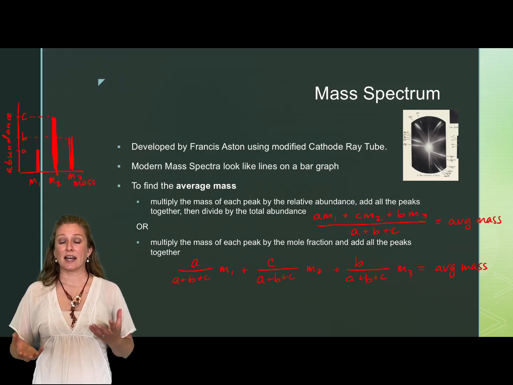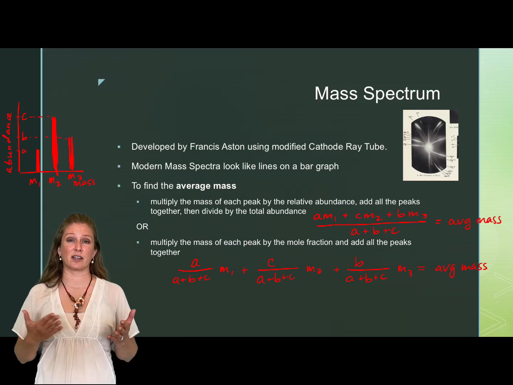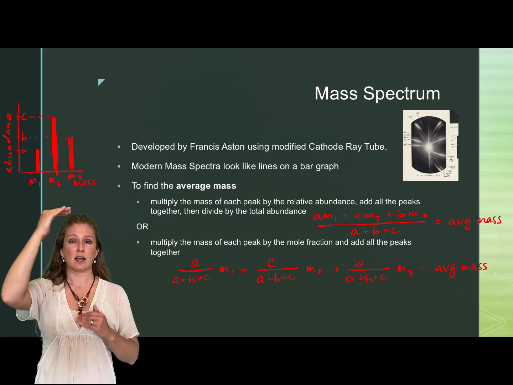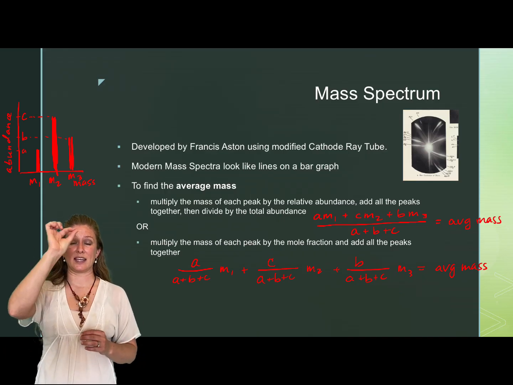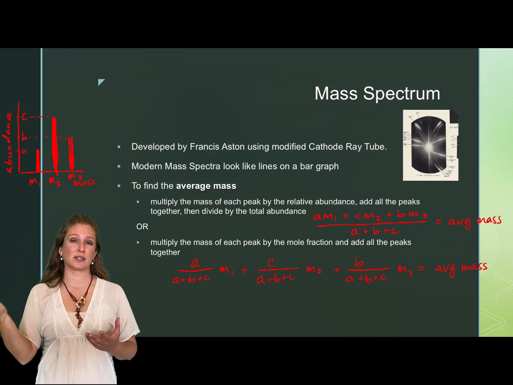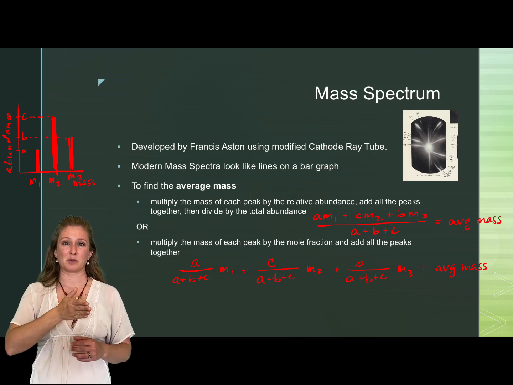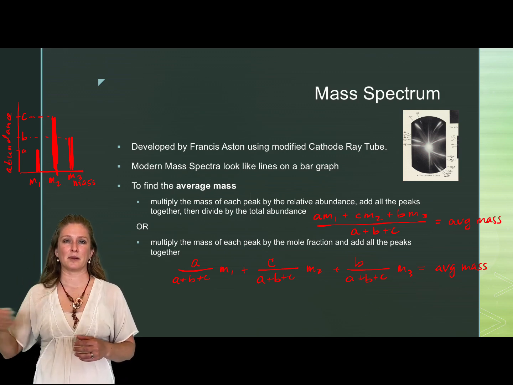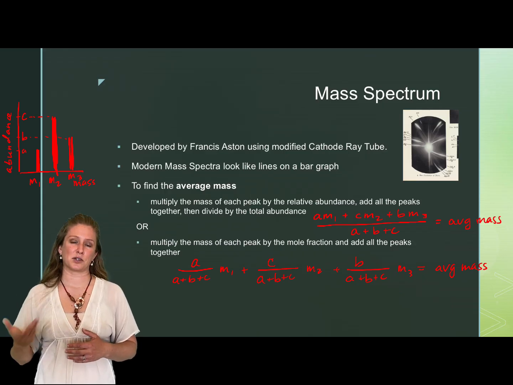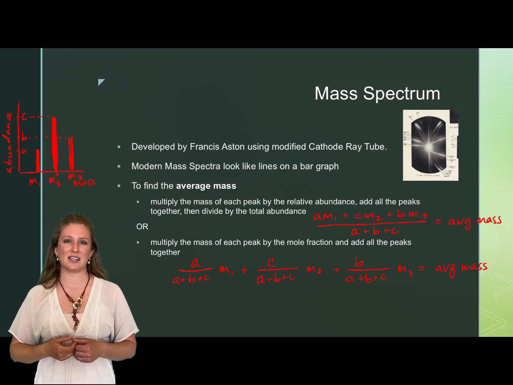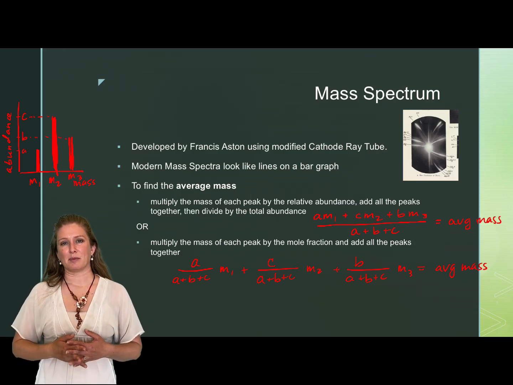So you'll see sometimes this second method is easier if you're given percentages. If the bars are calibrated so that each bar is a percentage, then it's really easy to just change that percent to a decimal, multiply it by the mass, and add it all up. If the bars are not calibrated, then the first method is usually the easier one. And you'll see that as we practice some of these problems.